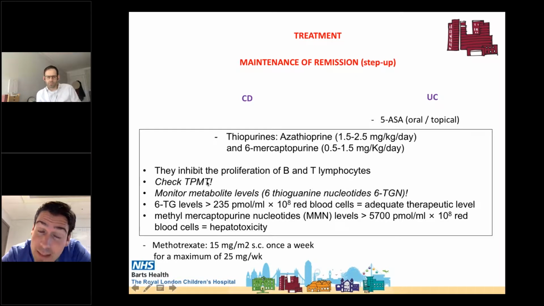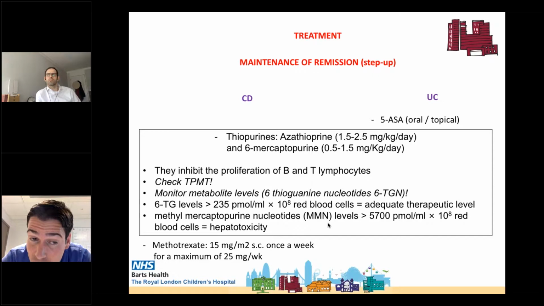If the TPMT is slightly low, you may want to give the patient half a dose of the azathioprine or the 6-MP accordingly. And the good thing these days is that you're able to monitor the metabolite level. So after a few weeks of azathioprine or 6-MP, in a patient where your TPMT has already told you that you can use those treatments, you can check the active compound called 6-TG, 6-thioguanine, and you can check another metabolite called 6-MMP. This is a metabolite that's toxic to the liver.